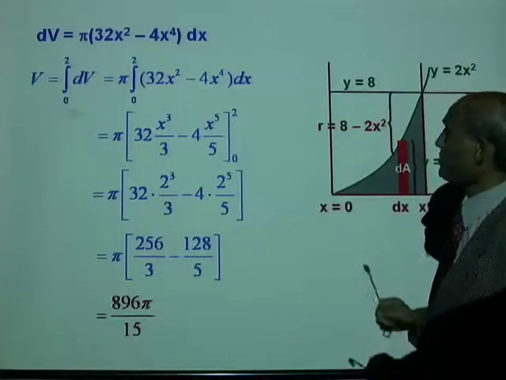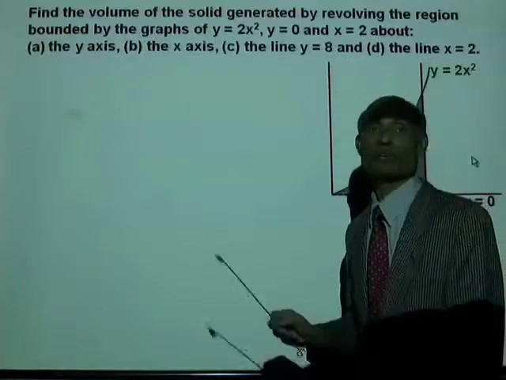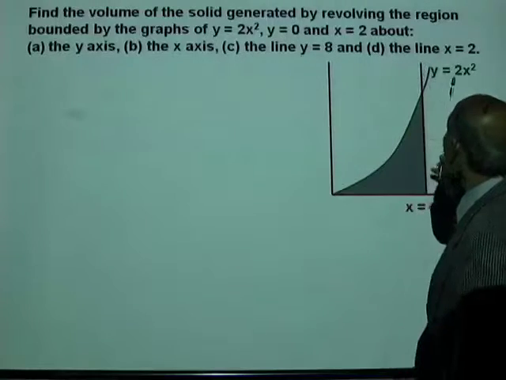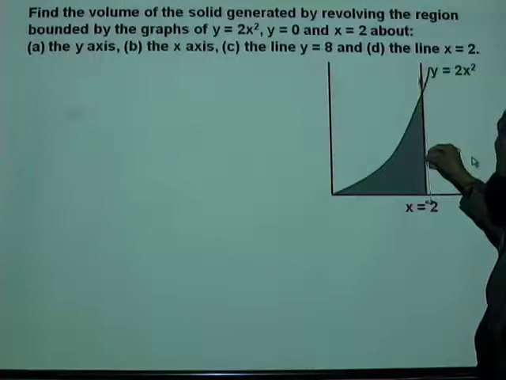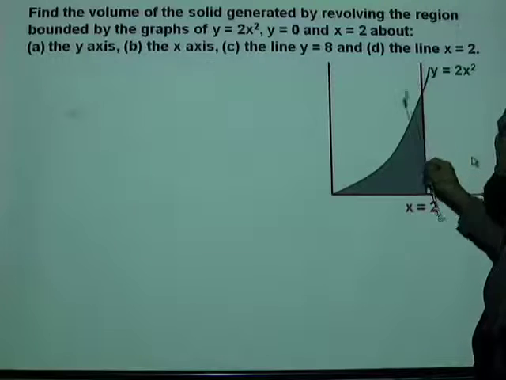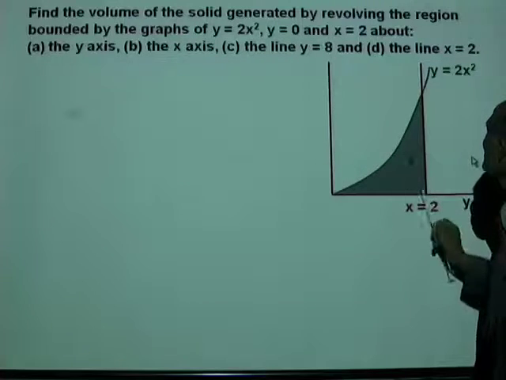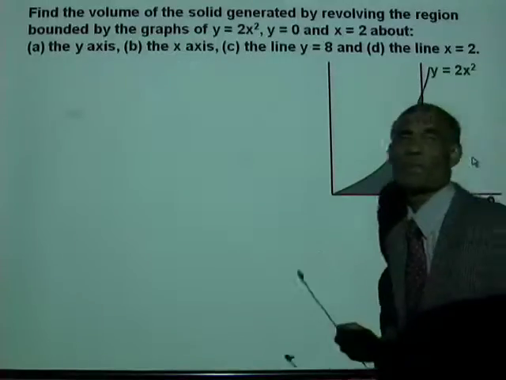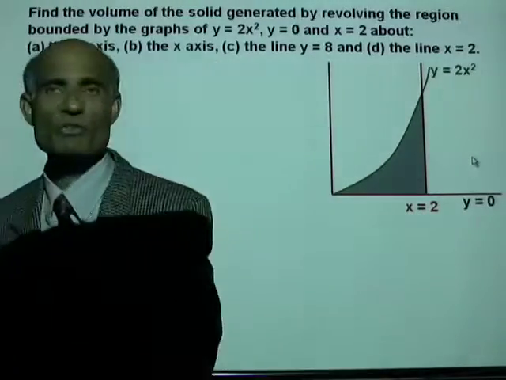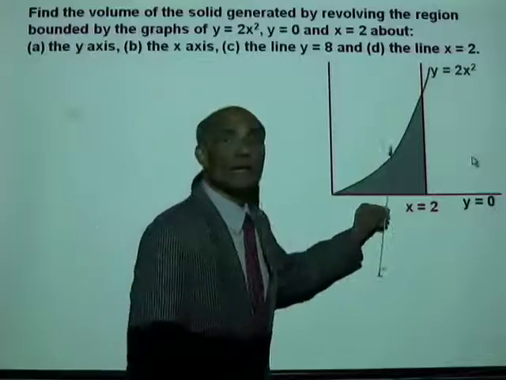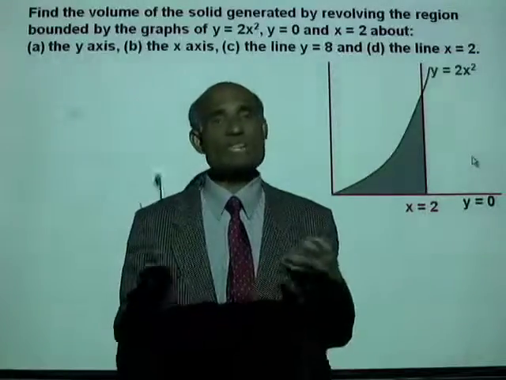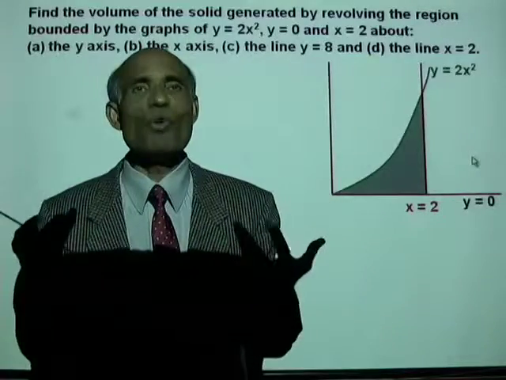Okay, well there is one more left for us to do, and that is revolve it about the line x equal to 2. Revolve it about this line. This area needs to be revolved about the line x equal to 2. Now tell me, if you revolve this area about the line x equal to 2, will you be generating a disk or a washer?